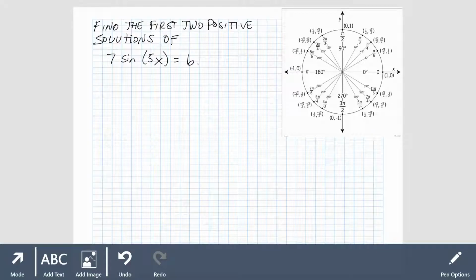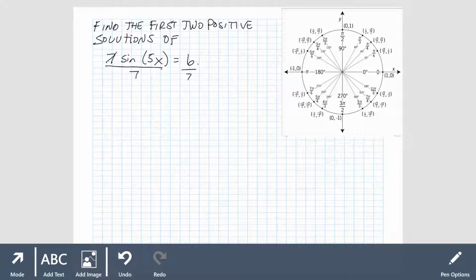All right, let's try another one of these modified period trig equations. In this problem, we want to find the first two positive solutions of the equation 7 sine of 5x equals 6. Again, keep in mind, we're trying to get the x by itself. It's currently trapped inside the sine function, so I'm going to have to undo the sine function in order to solve. However, the trig function part of it is not by itself yet, so I've got to get rid of anything else that's in the way. And in this case, that is the 7.